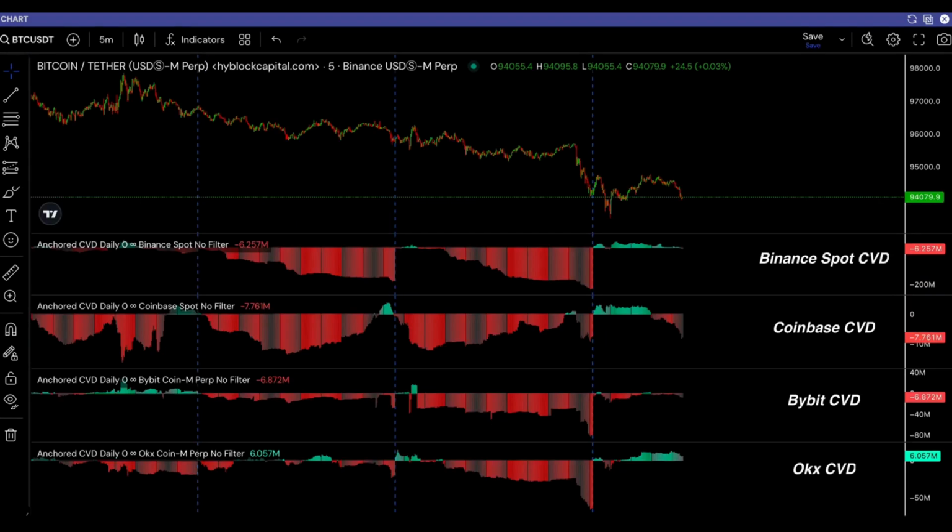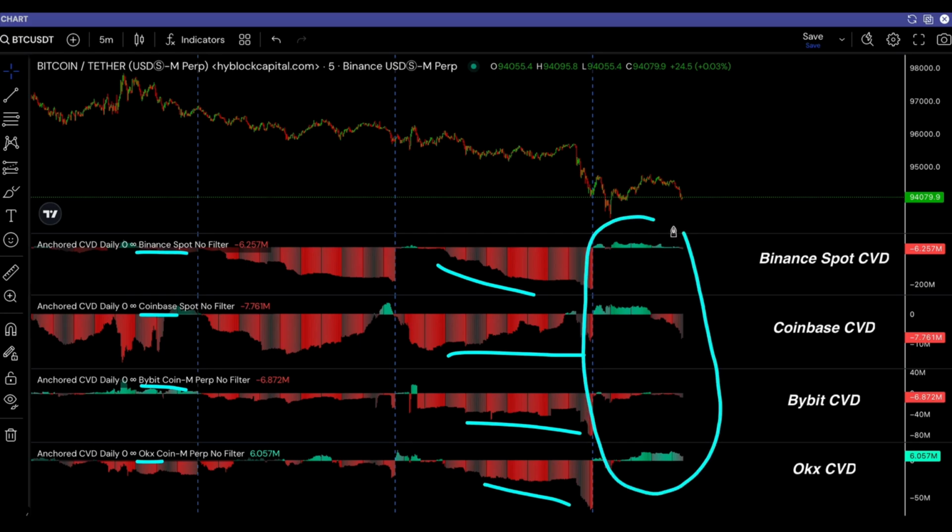Let's check for divergence across different exchanges. We're using Binance Spot, Coinbase Spot, Bybit, and OKX. Until yesterday, CVD trends were quite consistent across all exchanges. But post-dip, volume has dried up, making it harder to draw conclusions from exchange comparisons alone. No worries, we have another method.